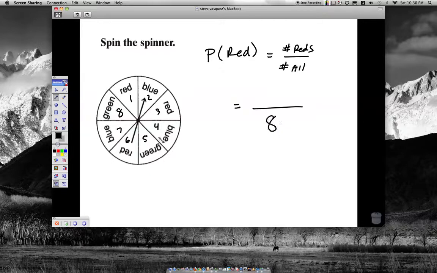I need to count my reds. If I take a look to find my reds, I have 1, 2, 3 reds. That's 3 out of 8. Cannot reduce that, so that would be 3 out of 8.